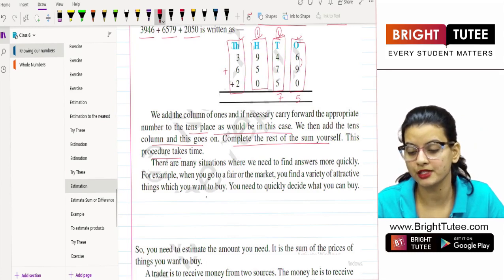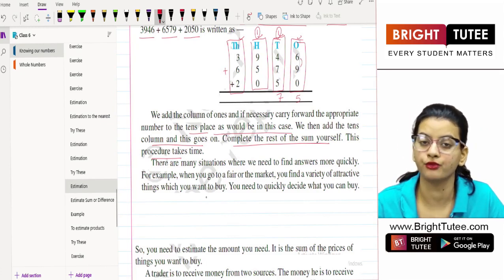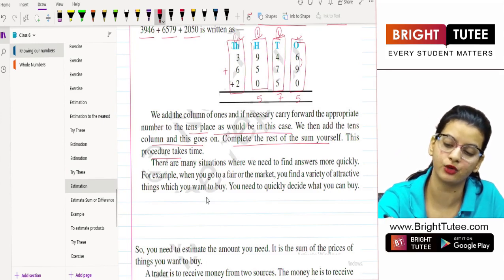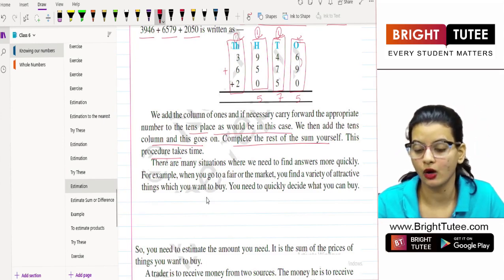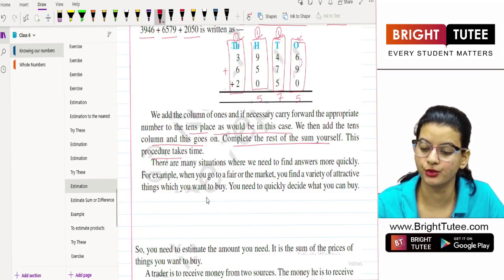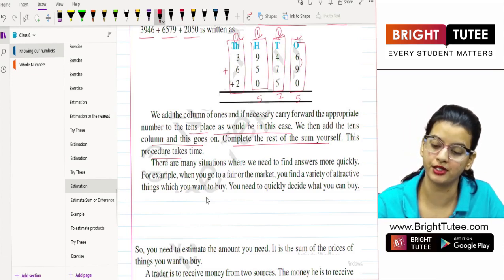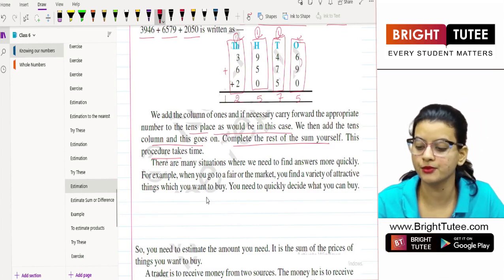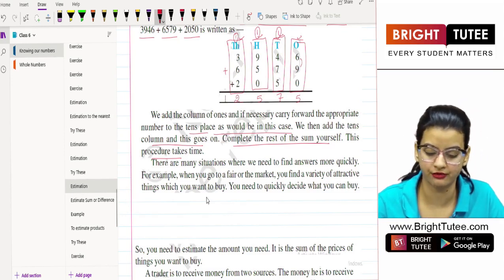Now 9 plus 5 is 14, and 14 plus 1 is 15. So I am going to write 5 over here and carry over 1 here. Now 3 plus 6 is 9, and 9 plus 2 is 11, and 11 plus 1 is 12. So I am going to put 12. So this becomes 12,575.